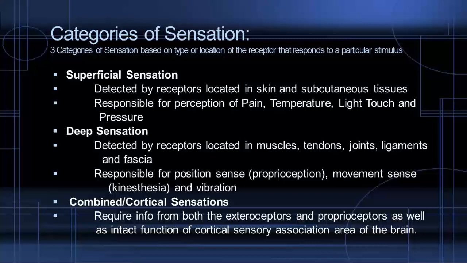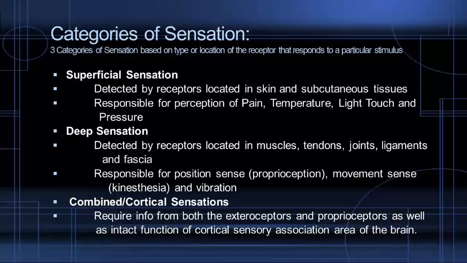But probably if I just ask you to come up with something where you're going to test those things, test light touch, I'm sure you could make something up that would be a pretty good test of those things. With deep sensation, we're going into other receptors, ones located in the muscles, tendons, joints, ligaments, and fascia. So it might be a Golgi tendon organ or muscle spindles, something that's going to respond to a different type of stimulus. Our deep receptors are responsible for position sense, which we call proprioception, movement sense, kinesthesia, and vibration.